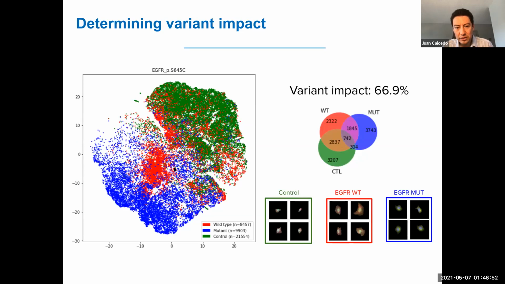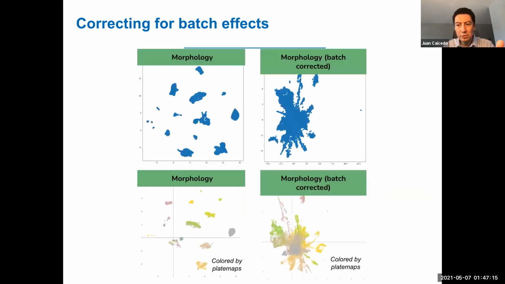And we can compute features, we can compare populations of cells. In this case, the blue, red, and green populations are being compared, and we can measure what is the phenotypic similarity between those in order to estimate whether the mutant is really driving the cancer or not. So this is another application of measuring cell morphology. And I was talking about batch effects. This is something that we have to watch during the learning process.